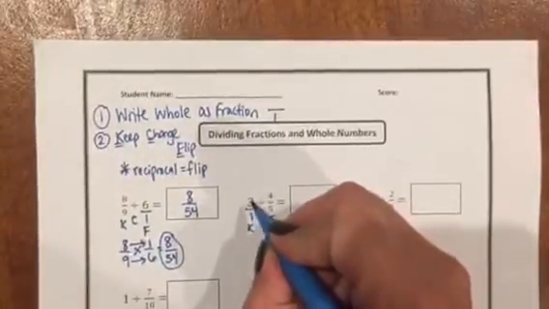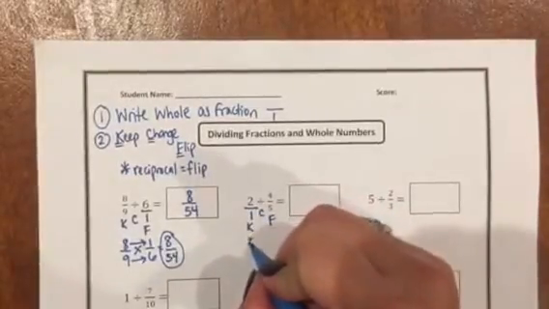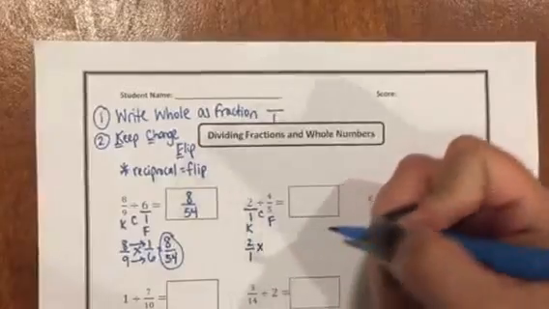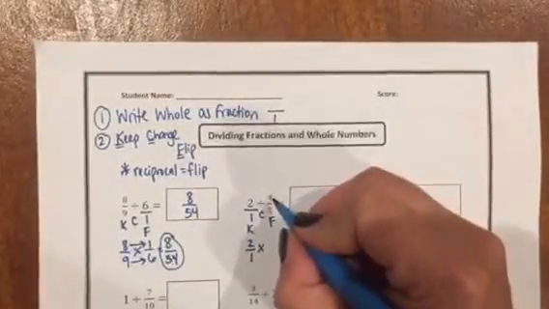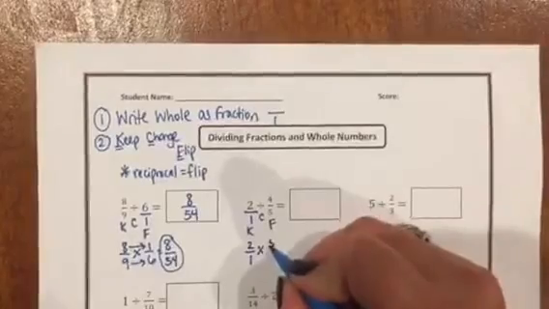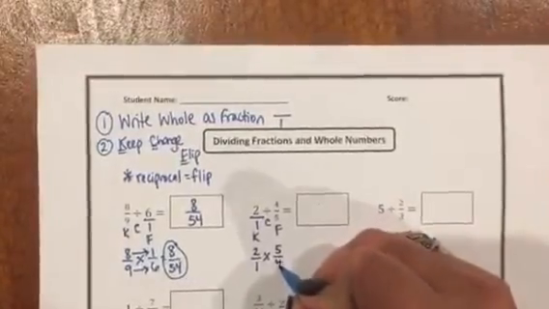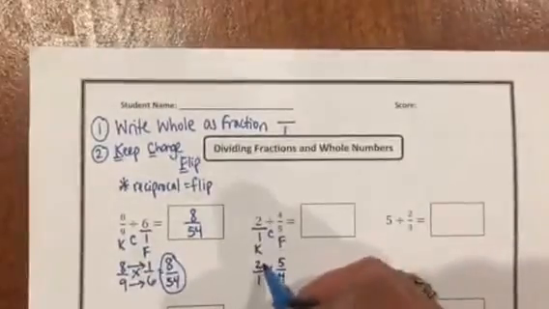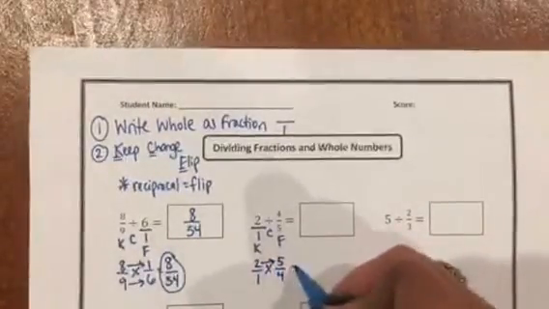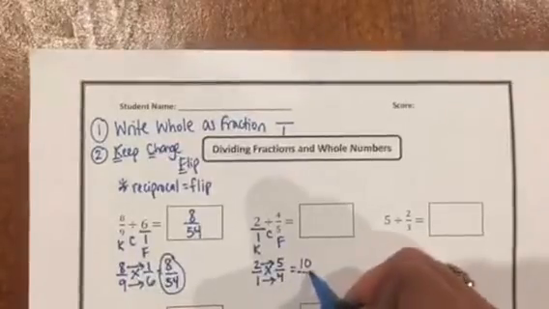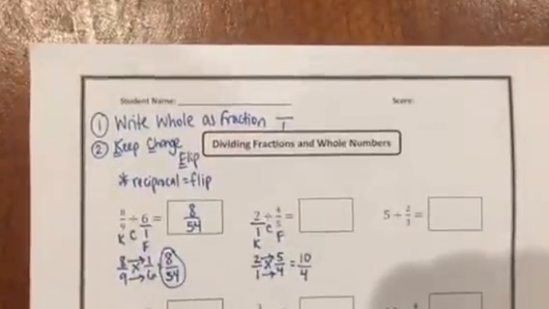So I'm going to rewrite this again. 2/1 is going to stay. My division is going to change to multiplication. And my 4/5 is going to flip. So its reciprocal, after it's flipped, is going to be 5/4. And then again, I can just multiply straight across. So 2 times 5 gives me 10. And 1 times 4 gives me 4.